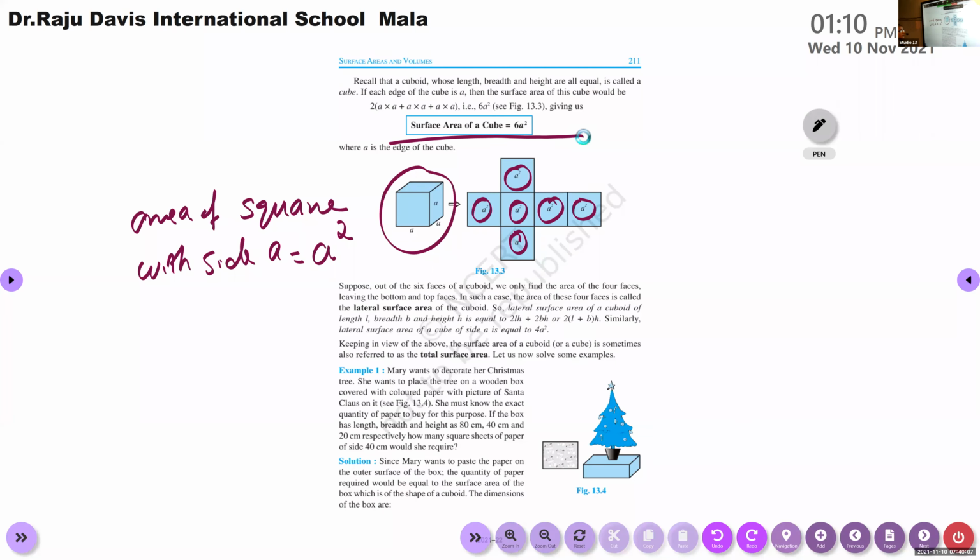We have 6 faces in a cube. If each edge has a length A and each face is a square of side A, the area of each face is A square. So there are 6 A square since there are 6 faces: A square plus A square plus A square plus A square plus A square plus A square, the area of 6 sides. So the total surface area of a cube is 6 A square, right? Write that total surface area of a cube is 6 A square.